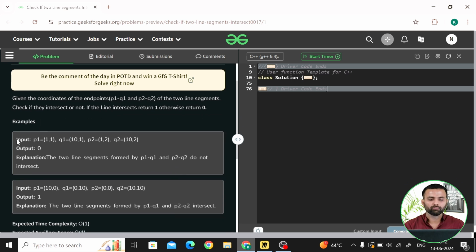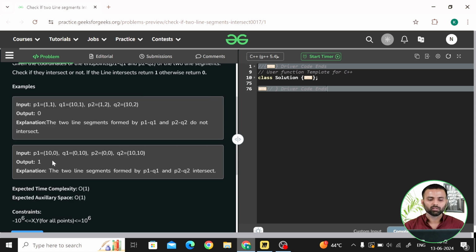Here, as input, we are just given four coordinates that make two line segments, and we have to check whether they intersect with each other or not. In the first example, they don't, so the output is 0. In the second example, we are again given four coordinates, and the output is 1. It means the two line segments intersect with each other. So let's understand this problem better.